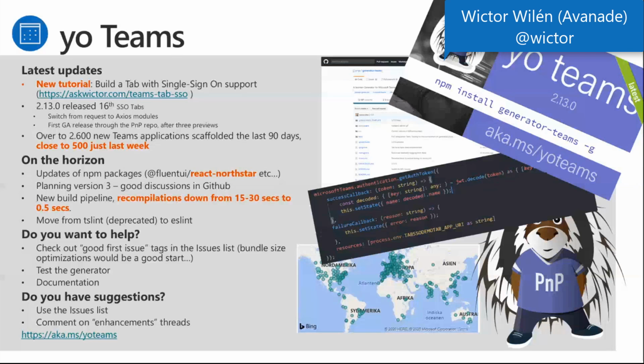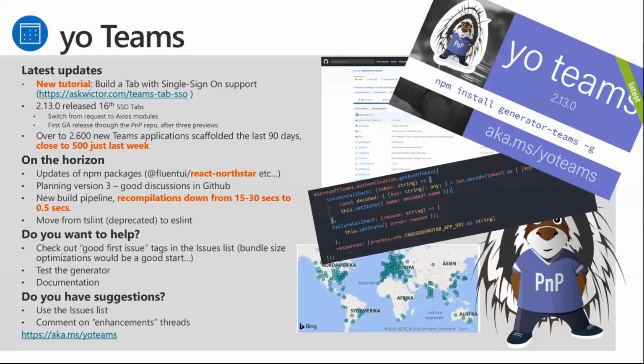So what we did over the last few weeks is, apart from releasing 2.13, we created a tutorial with that new feature, which is Teams tabs SSO, which we also demoed in another call a couple of weeks ago. Please take a look at that one to get all the details on how to set up those Teams tabs. You need to do some Azure AD configuring to get that to work properly. Also, I just looked at the statistics a couple of hours ago, and last week we had close to 500 new Teams applications being scaffolded, which is really cool. So it's growing week by week right now.